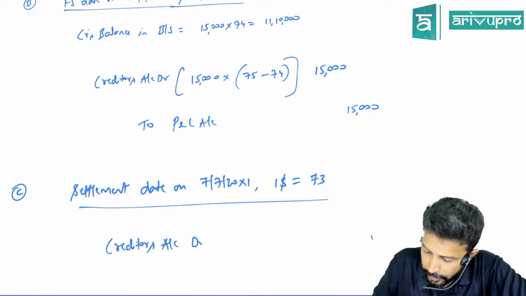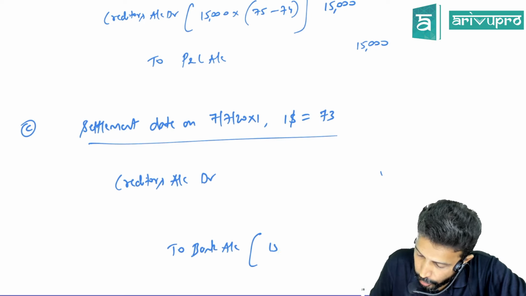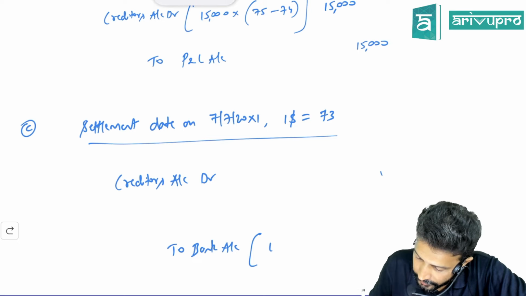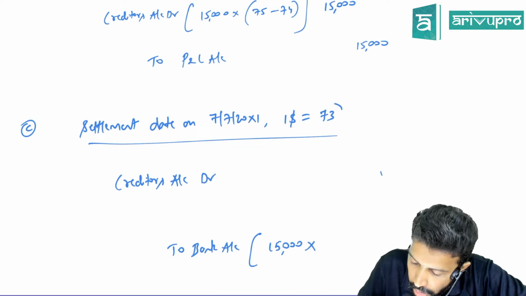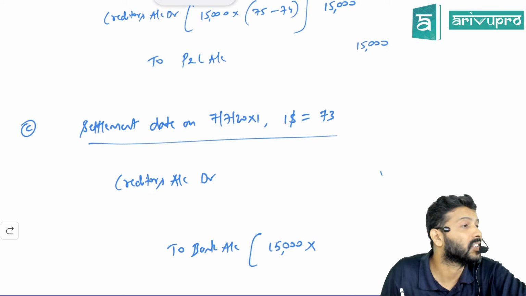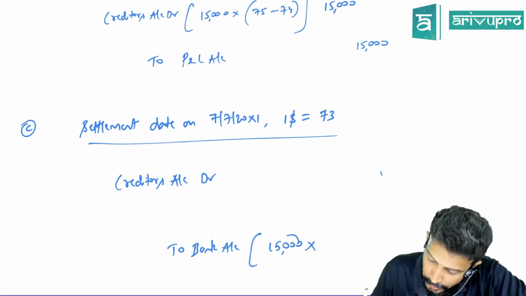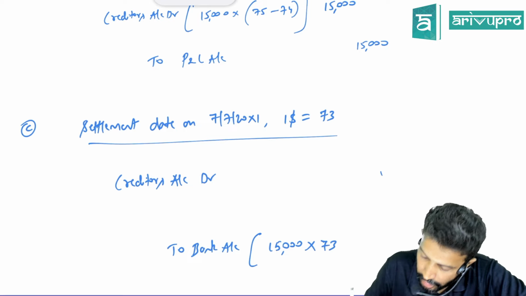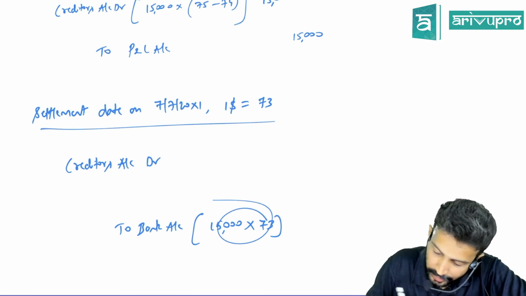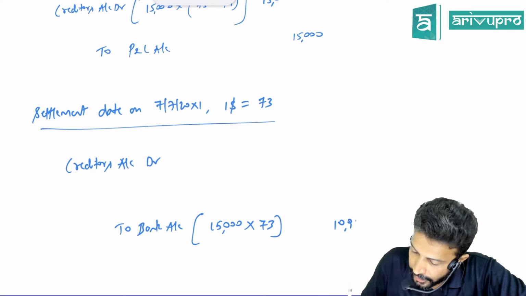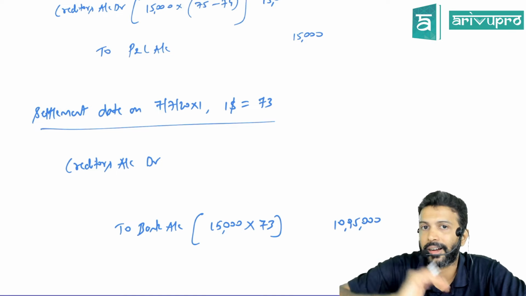Creditors account debited to bank account. Okay. Sir, how much did you pay to the creditor? $15,000. And to purchase $1, how much Indian rupees do you need to pay? 73. To buy $1, you need to give away 73 rupees. So to purchase $15,000, how much Indian rupees will leave your bank account? 15,000 into 73, which is 10,95,000 is your payment. This much Indian rupees will get deducted from your bank account.